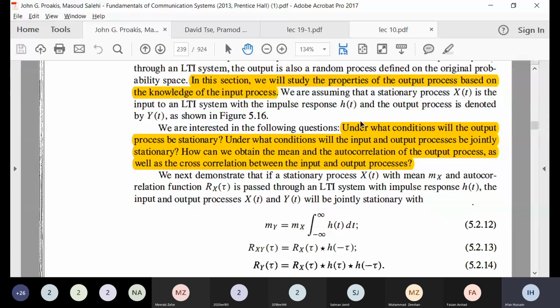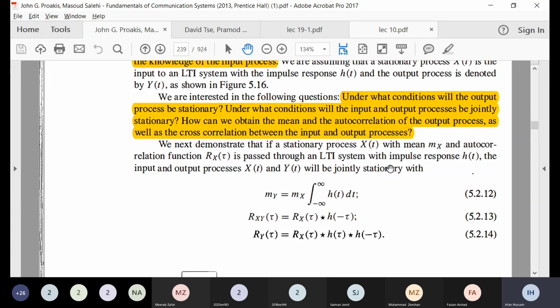We want to answer these questions. Will the output be stationary? What will be the joint stationary properties of the input and the output? What is the mean and the autocorrelation of the output process? What is the cross correlation between the input and output process? Let's try to answer them.